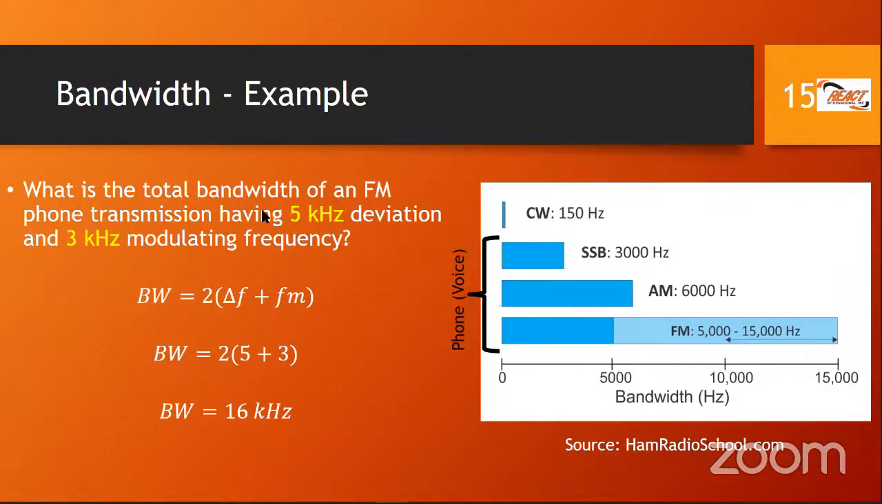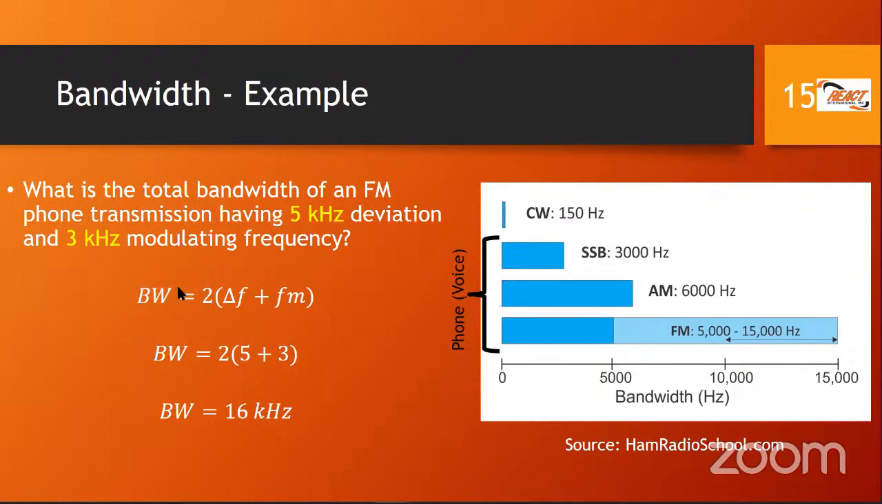What is the total bandwidth of that transmission if you have these values? Well, we start off by using our trusty FM bandwidth formula. And we learned that bandwidth is equal to 2 multiplied by delta F, which is the deviation, plus FM, which is the modulating frequency. Do they give us these terms?